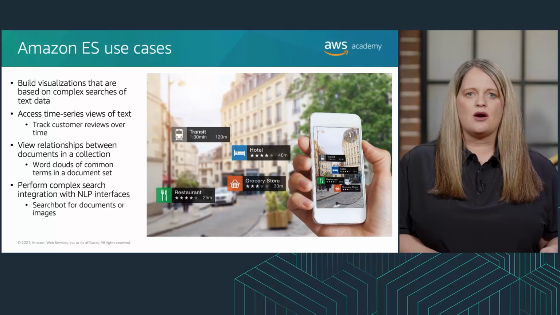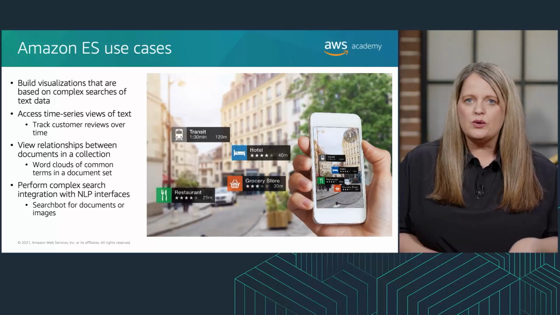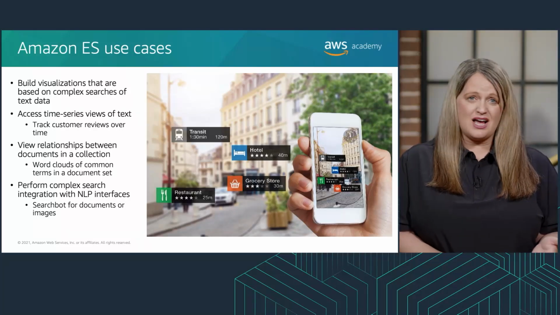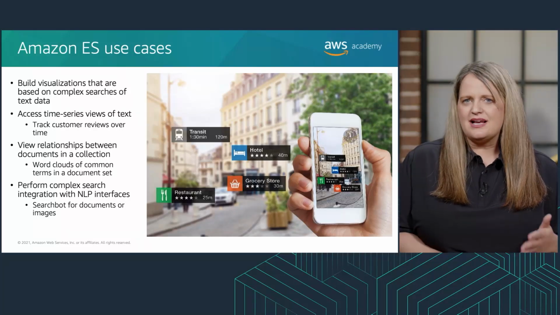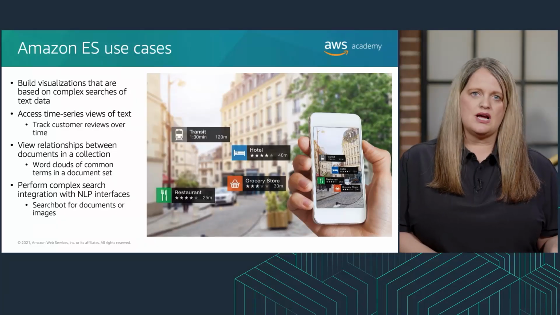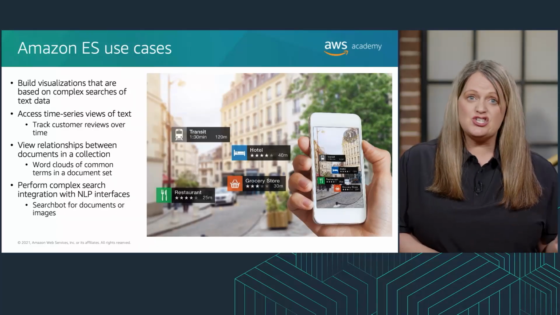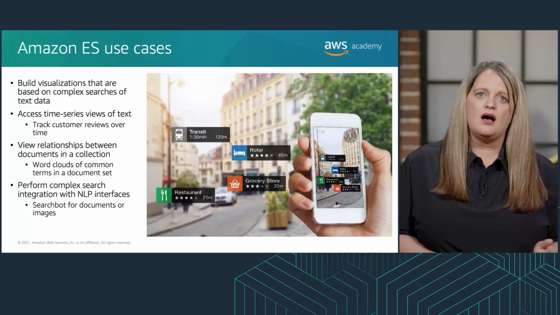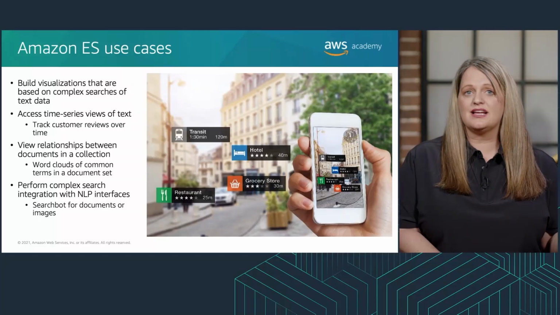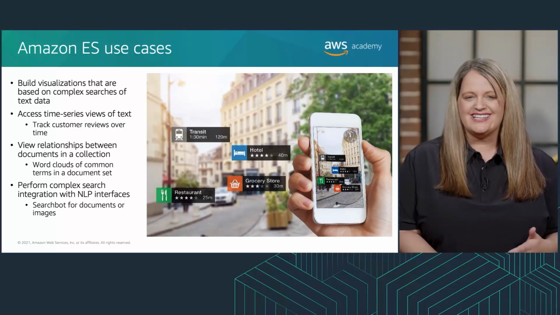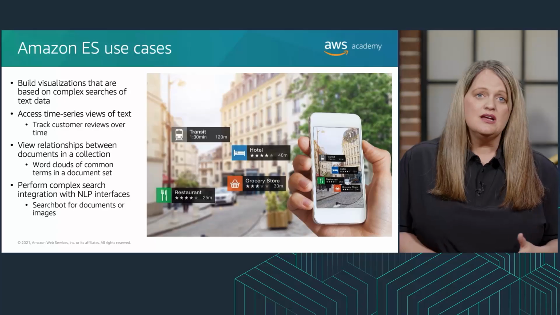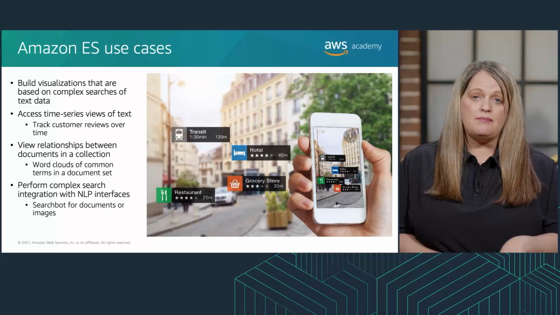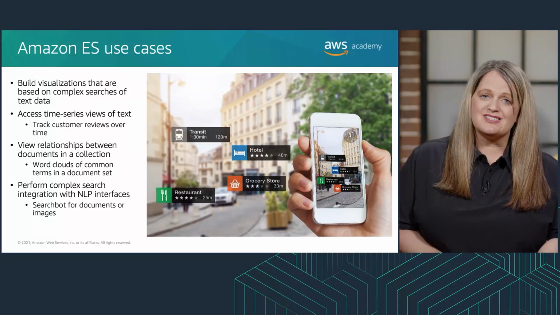Although search applications are becoming very common, here are 3 common examples. The first example is an application that shows text data as a time series. For example, it might display customer reviews for a product over time. The second example is the visualization of relationships in a collection of text data. One example of this would be a word cloud of common terms in a collection of scientific journal articles. Finally, the third example of a search application is a combination of search with an NLP interface. For example, this could be a bot based on searching documents or images.